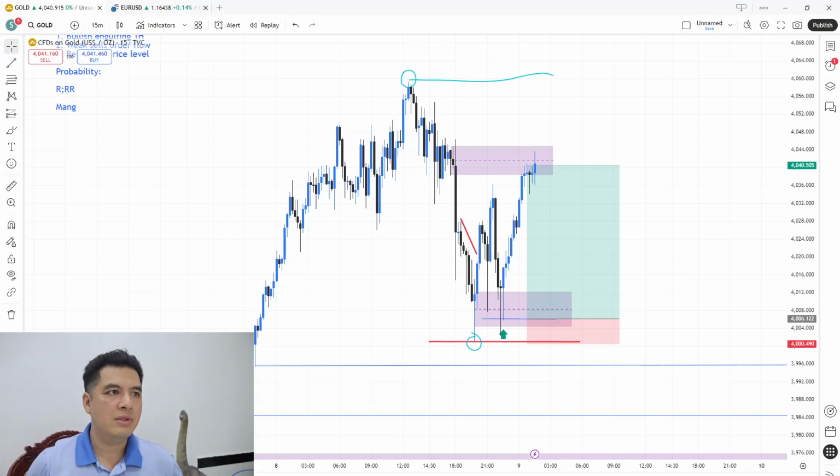So I hope this helped. We did go over the engulfing candle, and then we also went over the bearish order flow. Okay, so I hope it helps.